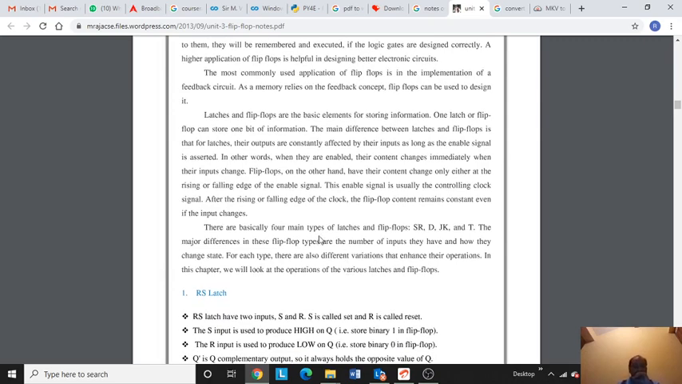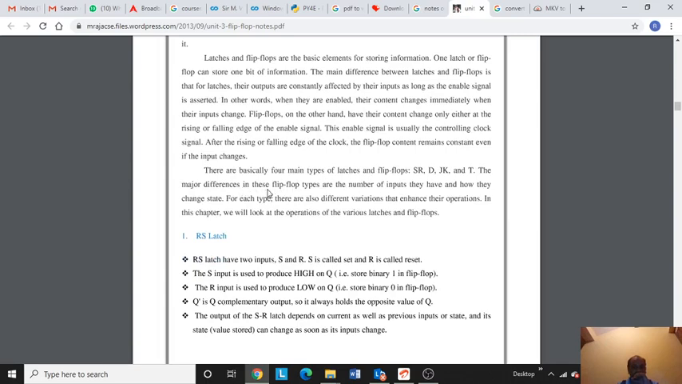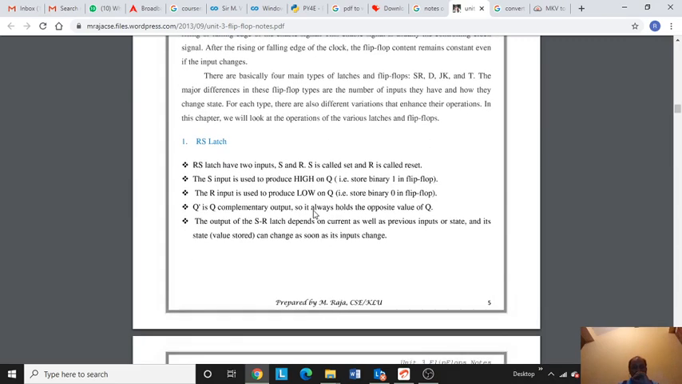There are basically four main types of latches and flip-flops: SR, D, JK, and T. The major differences in these flip-flop types are the number of inputs they have and how they change state. For each type, there are also different variations that enhance their operations. In this chapter, we try to look at the various operations of various latches and flip-flops.